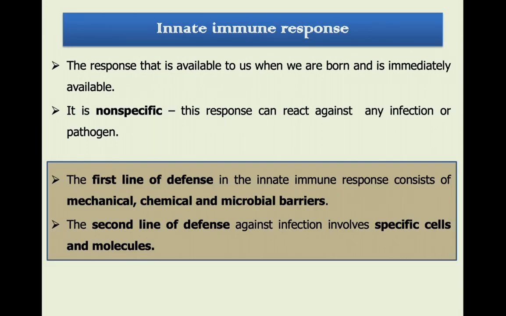Okay, so innate immune response, right? The response that is available to us when we are born and is immediately available. So it's totally different from a specific or adaptive immune response, which has to be acquired from something. Innate immune response is automatically available when you are born. When you are born, the immune response comes like a package, right? You are born, then you will get innate immune response.